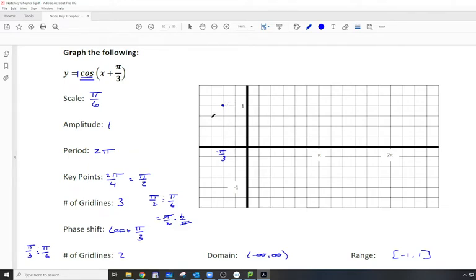Now what I care about is that my key points are going to happen every pi by 2, which is 3 grid lines. So every 3 grid lines I'm going to do another key point. So 1, 2, 3, down to 0. 1, 2, 3, down to negative 1. 1, 2, 3, back up to 0. 1, 2, 3, up to 1. 1, 2, 3, down to 0. 1, 2, 3, down to negative 1. And then I'm going to connect my dots. So I'm going to start on the right. And that's y equals cos of x plus pi by 3.